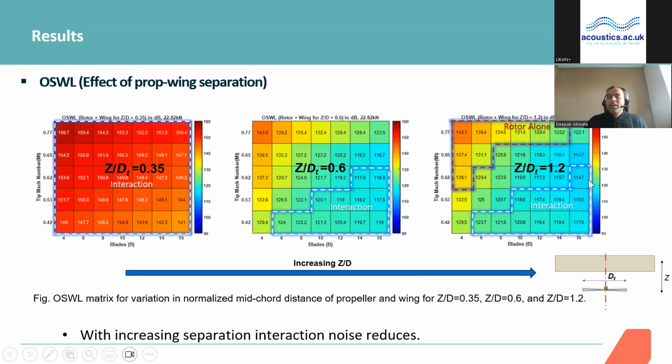And when you go to a high separation distance between the propeller and the wing, again the rotor noise becomes the dominant noise source at low blade number and high tip speed, and the interaction noise is restricted to the high blade number and low speed.